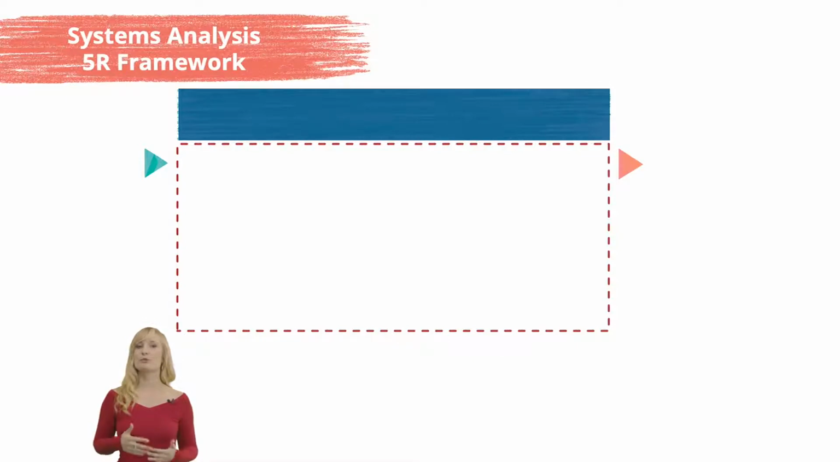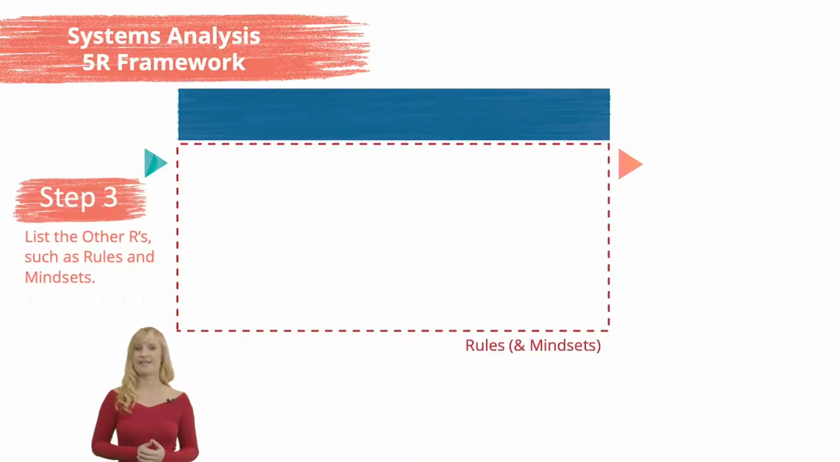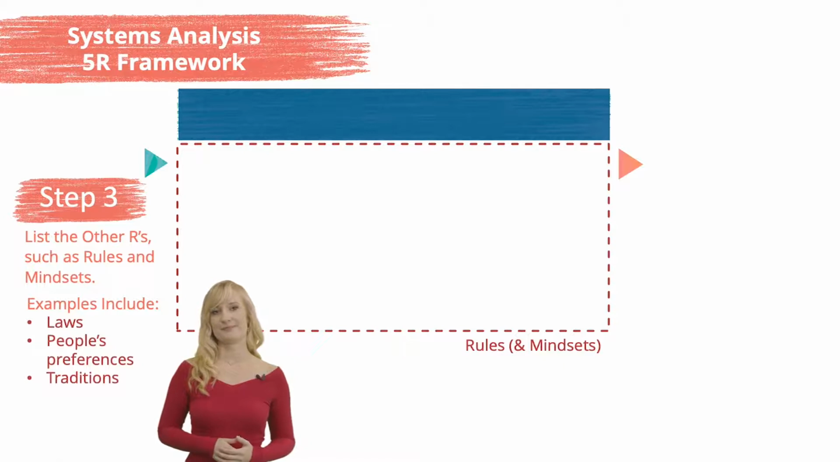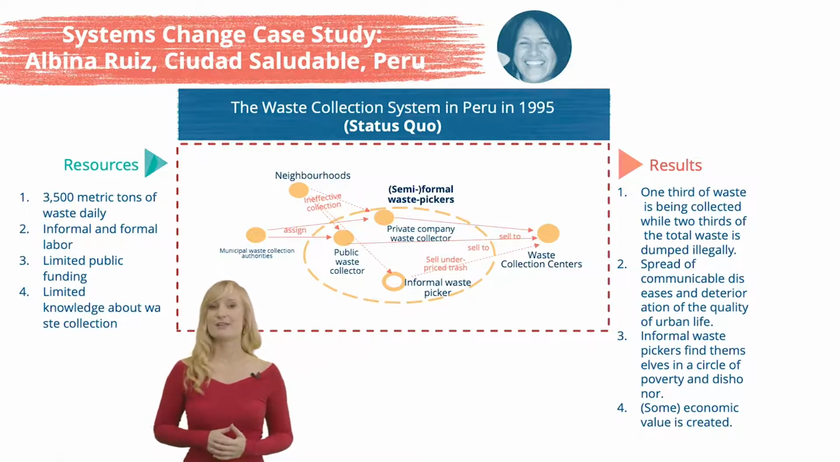We will now explore rules in our system. They can, for example, include written rules like laws, regulations, and company policies, but also traditions, traditional practices, people's preferences, prejudices, cultural norms, and other formal and informal rules. In our example, this looks like the following.